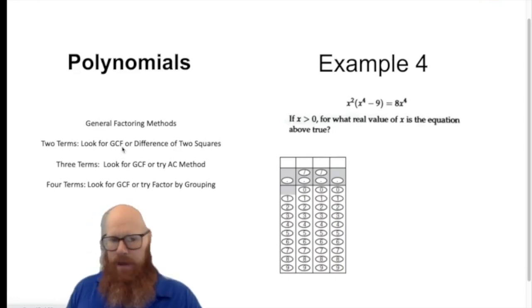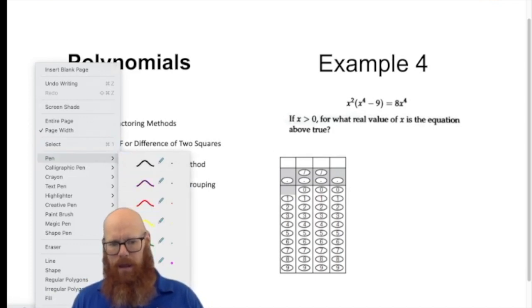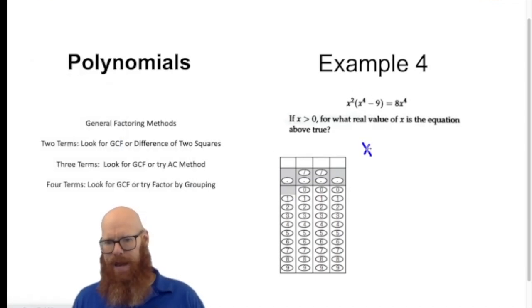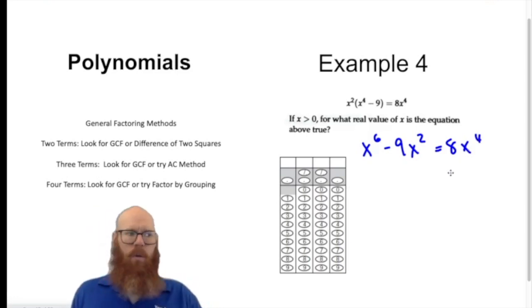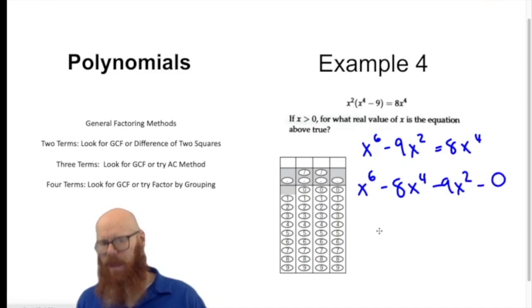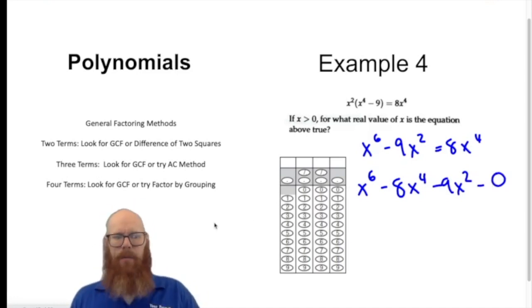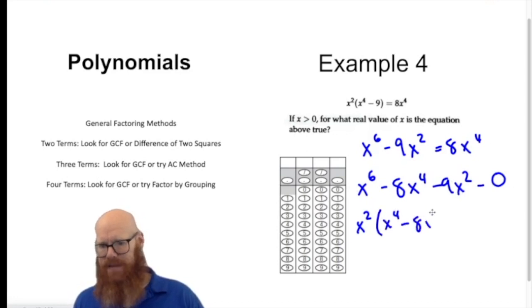And this one is solving an equation, which we're going to use factoring eventually. So we're going to start by distributing. So we're going to get x to the 6th minus 9x squared equals 8x to the 4th. Then, when I'm solving a polynomial equation, I want it to equal 0. So I'm going to bring the 8x to the 4th over and put it in the middle here, like that. Now, on any problem, notice I always wrote look for GCF. That should be the first thing that you do. So we're going to take out an x squared, and then we're going to be left with x to the 4th minus 8x squared minus 9, equals 0.